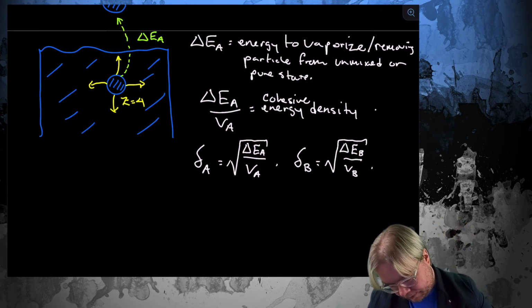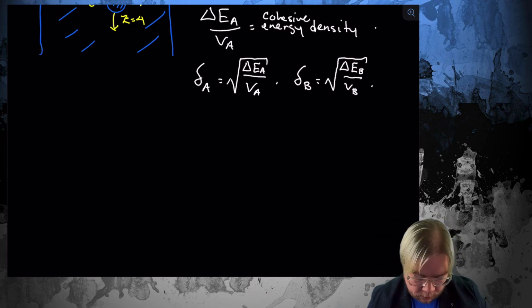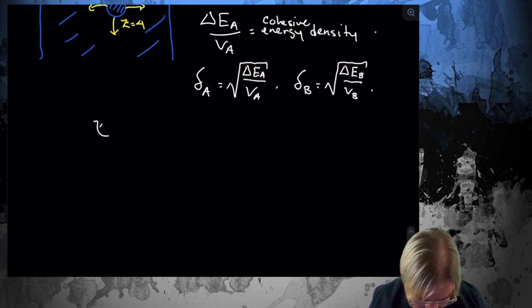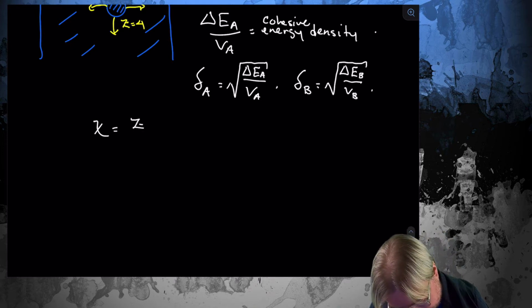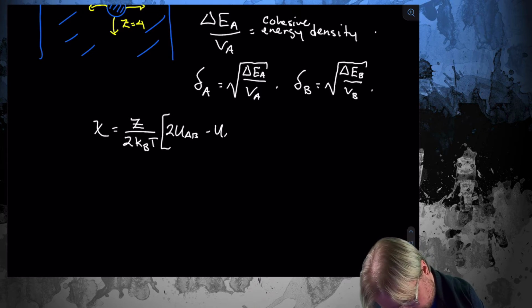Okay. So how does this relate to chi? Well, chi, again, is equal to Z divided by 2 kBT times 2 UAB minus UAA minus UBB.